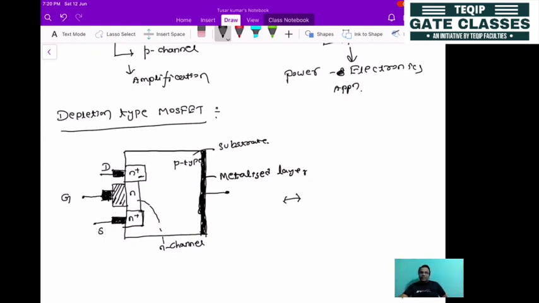There will be a little bit of difference between the depletion type and the enhancement type. By looking at the symbol also you can see. The symbol for the depletion type N channel MOSFET has a terminal that is known as the drain. So this is the drain, the same drain here. Then the bottom side will have the source, and here will be the gate.